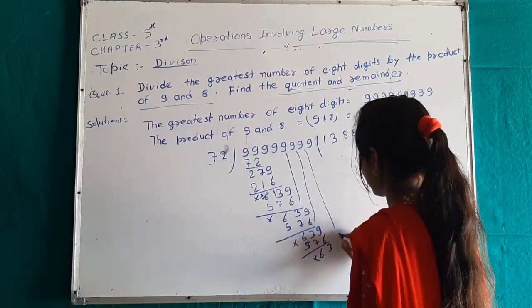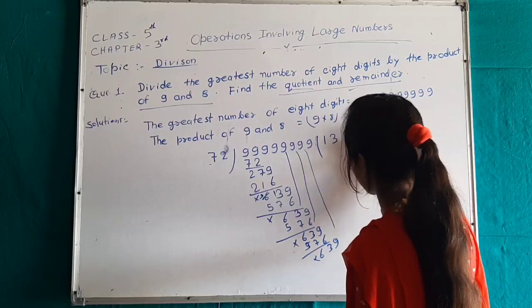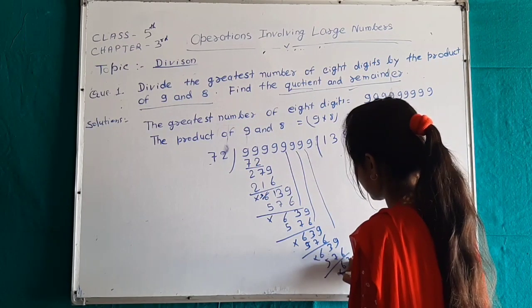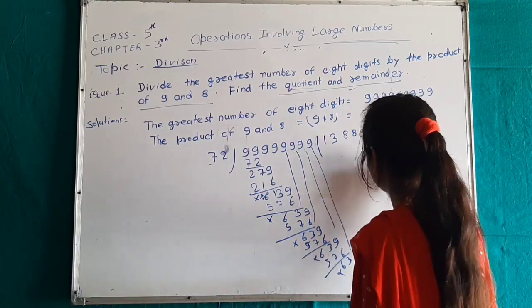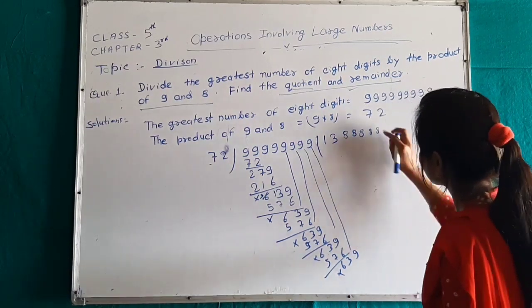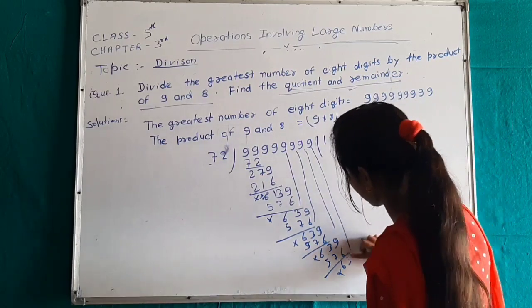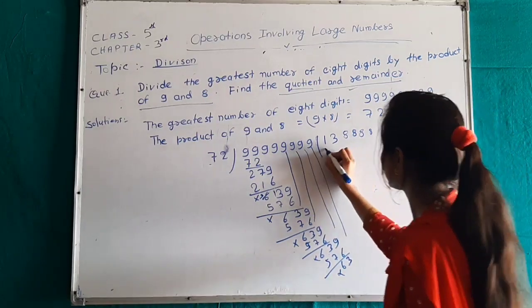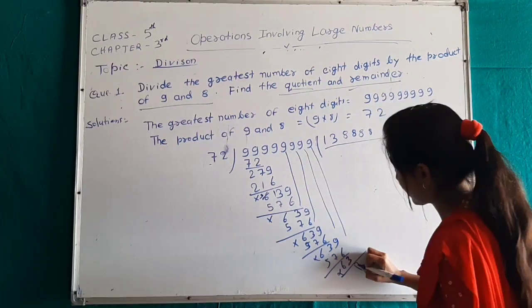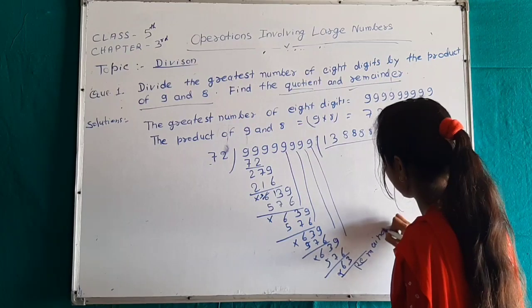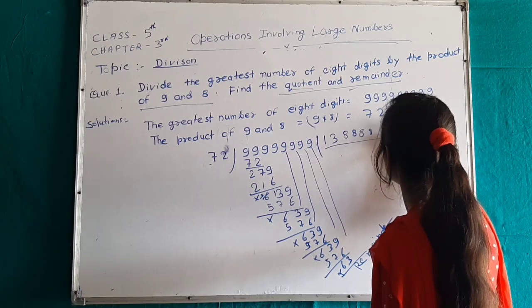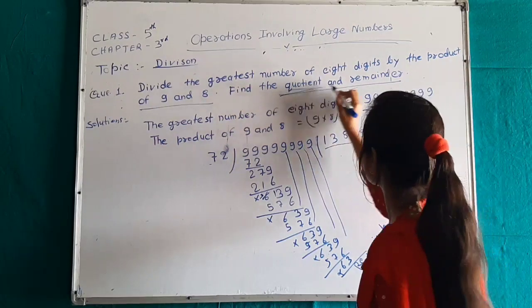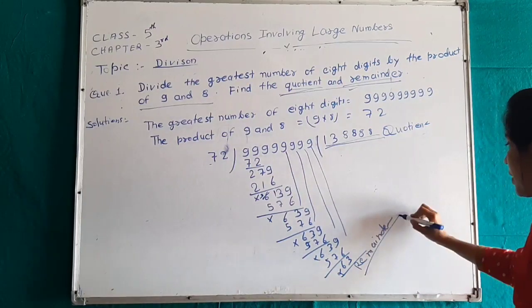Again we have to multiply 8 into 72. We get 576, and remainder 63. And this last 9 is here. This is our quotient and this is our remainder. We have to find out the quotient and the remainder. Here is our quotient and here is our remainder.